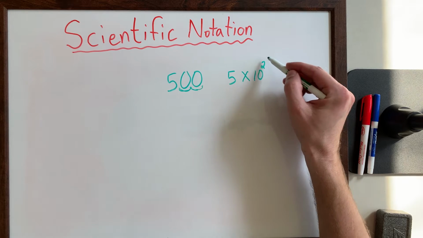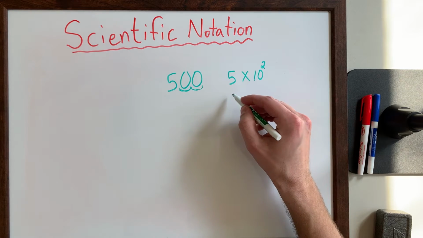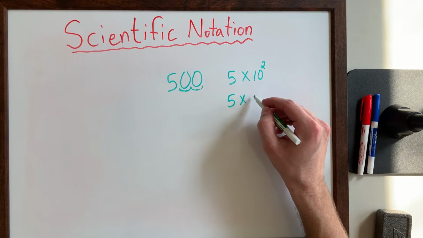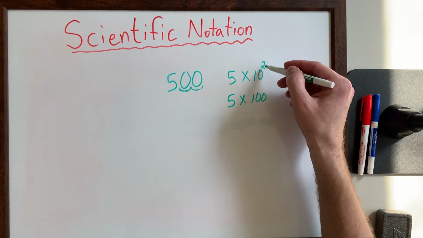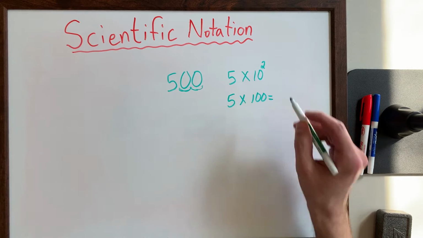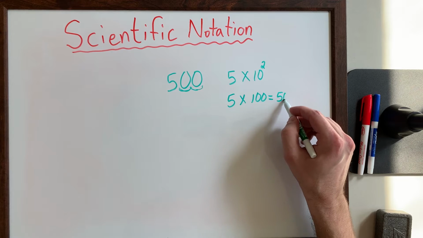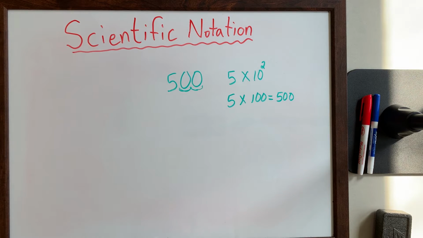Now, what's interesting is 10 squared is 100. So this is really like saying 5 times 100, since 10 squared is 100. And 5 times 100 equals 500, just like we have.